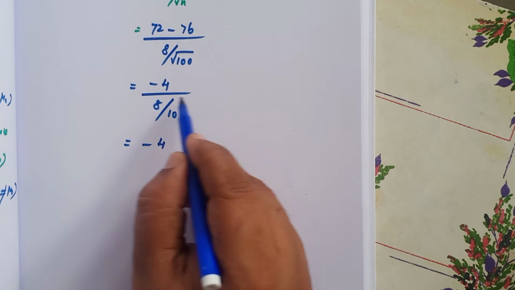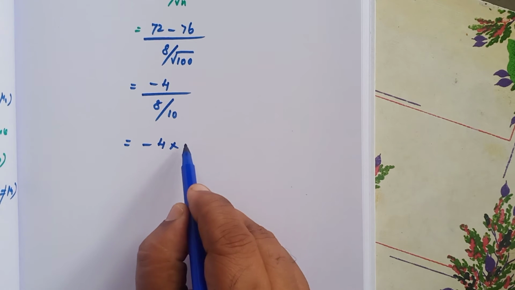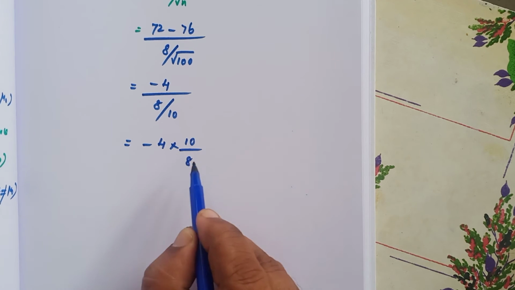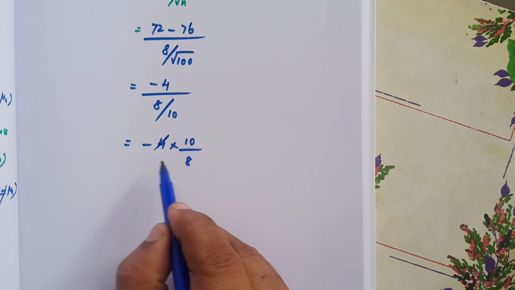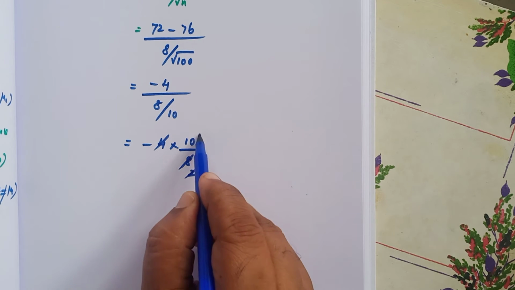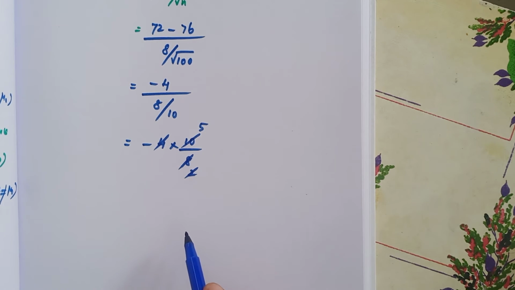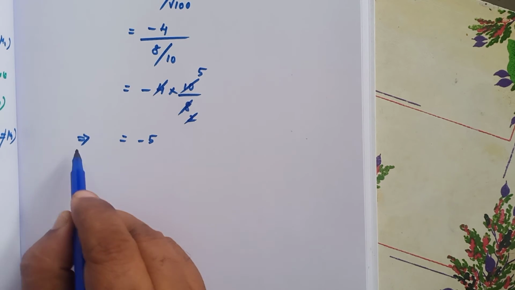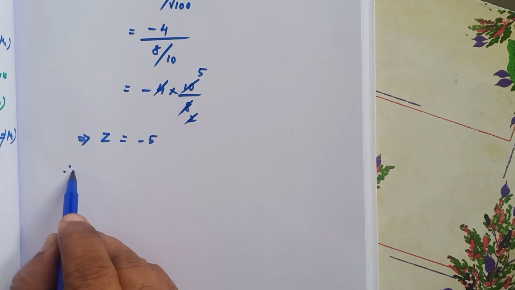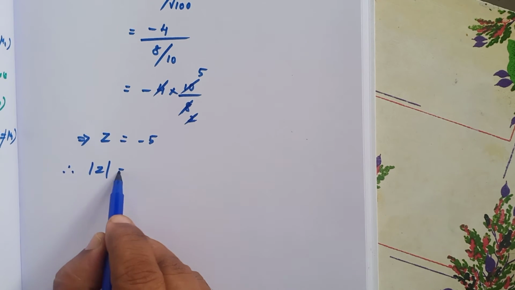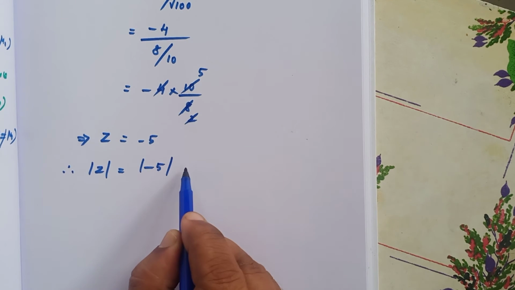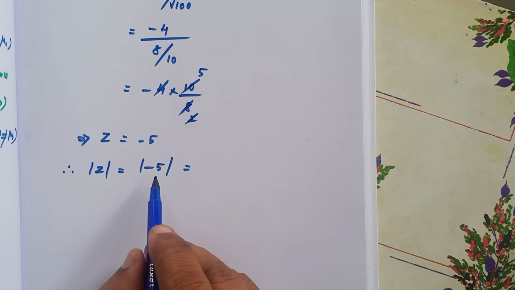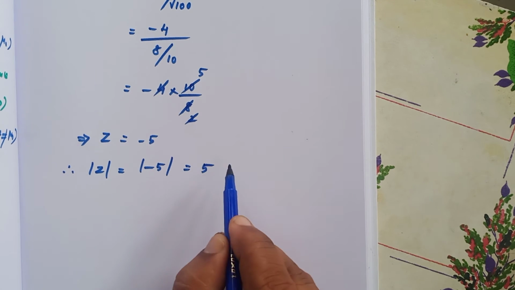You can write division as multiplication. 8 by 10, the reciprocal is 10 by 8. We can cancel by 4 four times, cancel by 2 five times. So what is the value? Minus 5. That is the value of Z. After that, you have to calculate modulus of Z. Modulus of minus 5 is always an absolute value. It cannot be negative. Modulus of minus 5 is 5.